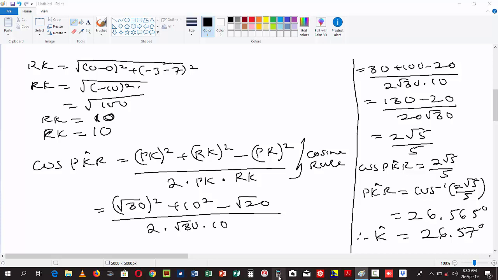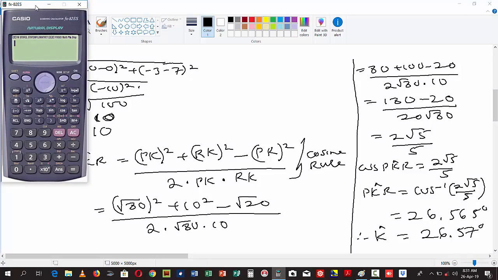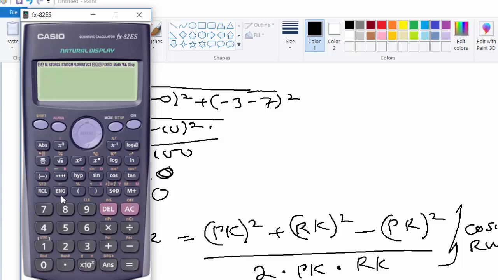Let me quickly show you how to get your angle from the calculator. This is the Casio calculator. You press second function, so let us press shift. You press cos, fraction, we have 2 root 5, and you go to the denominator, which is our 5. I will advise you to close your bracket to make it easier. Then you press equals, and it gives us 26.565, so approximately 26.57 degrees. So this is the answer for question 4.1.4.